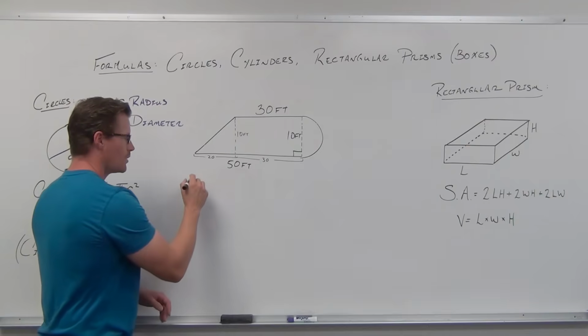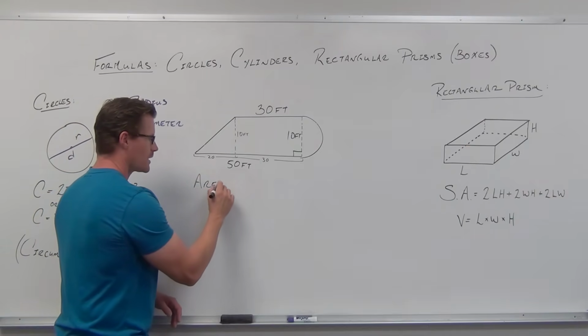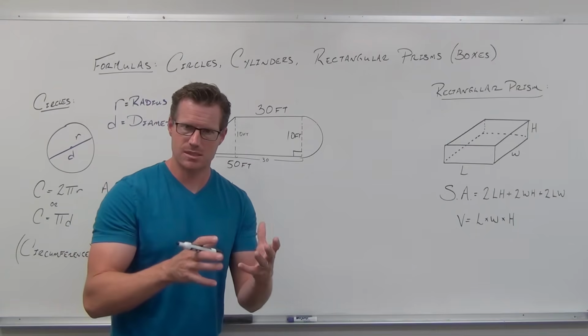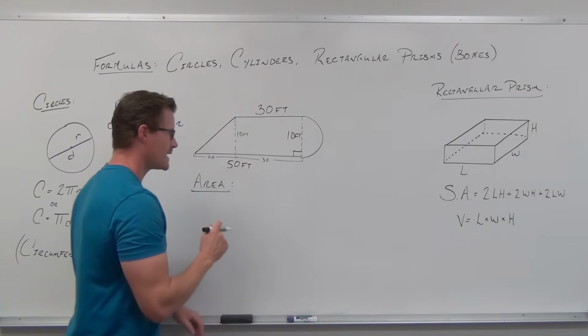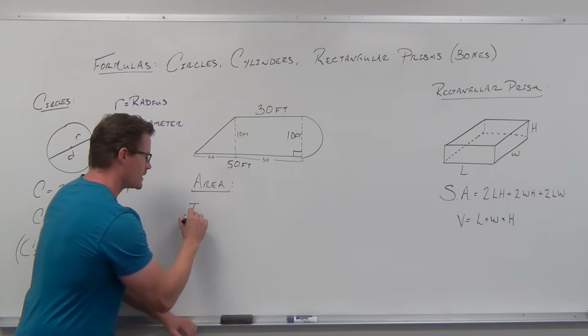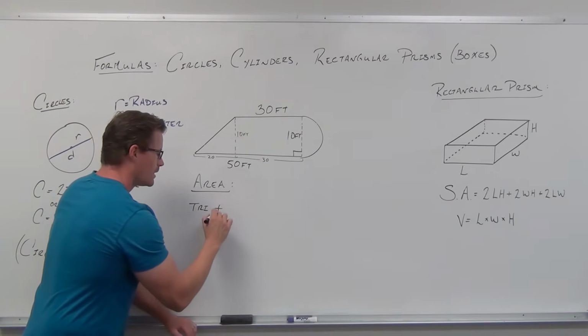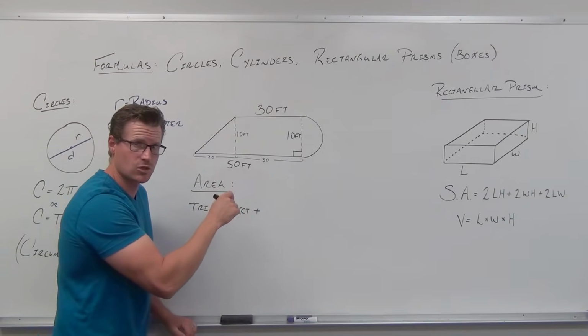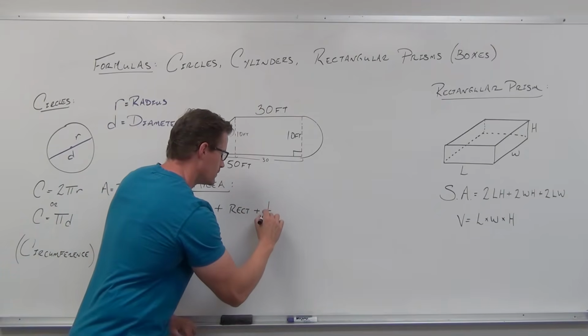So what I would encourage you to do for your area is write down this. Don't just try to do it in your head. You're going to miss something most of the time. Write down what shapes you see. I see a triangle. I see a rectangle. And I see a half of a circle. I do not see a whole circle.